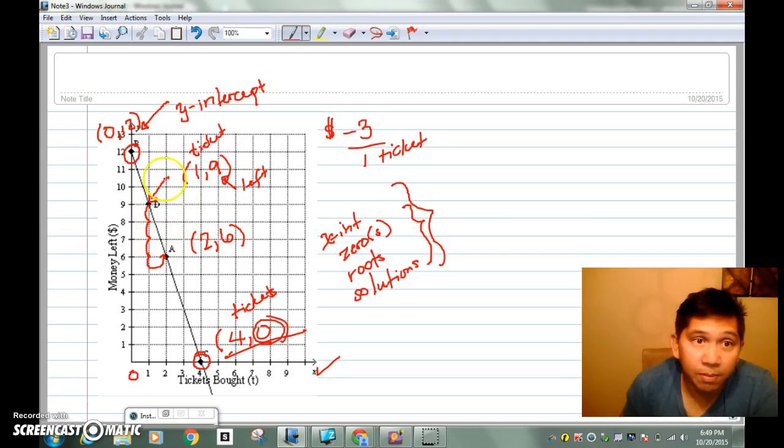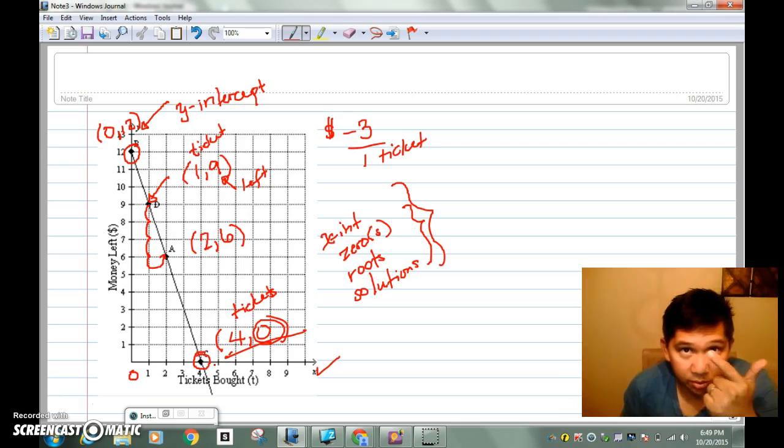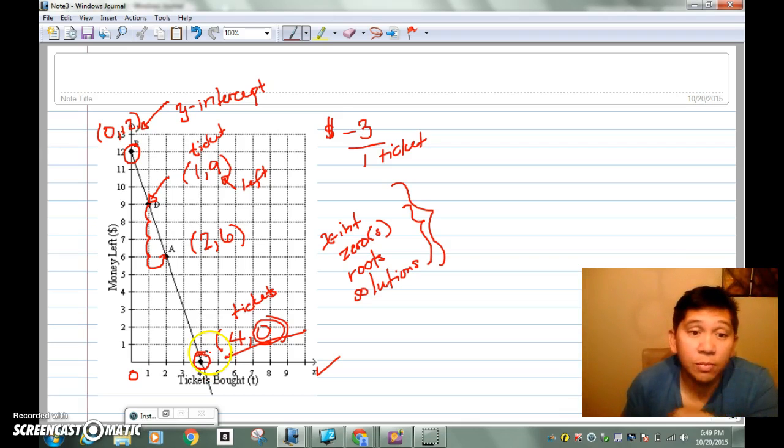So let's do a quick recap. Y-intercept is where it passes through the y-axis. X-intercept is where the graph passes through the x-axis. The 3 other names for x-intercepts are roots, zeros, and solutions. And do we understand what these points mean? Yes, that you do. Just look at the graph, look at the units, and you should be okay.